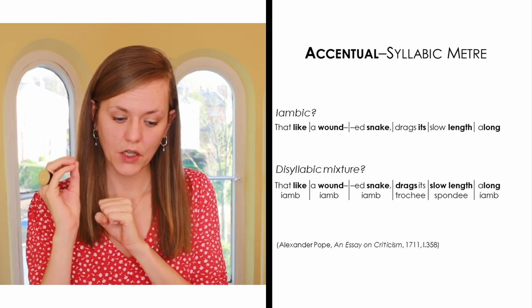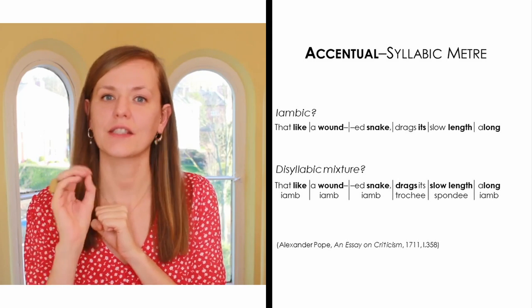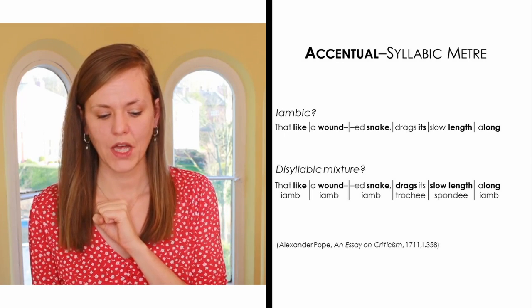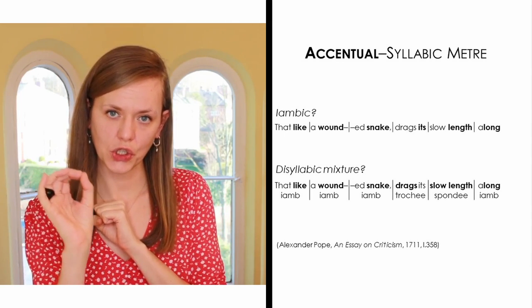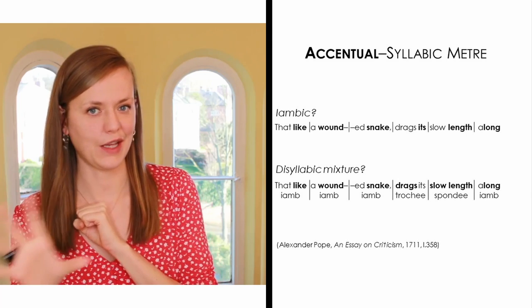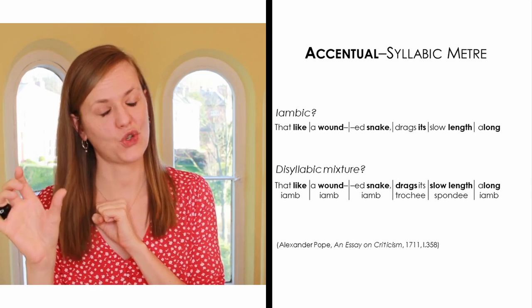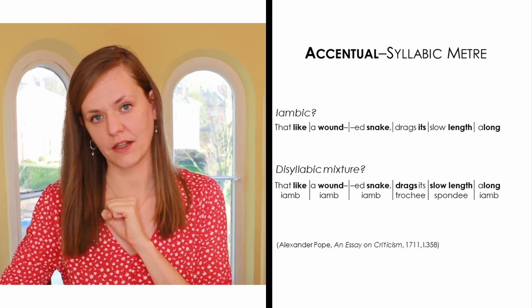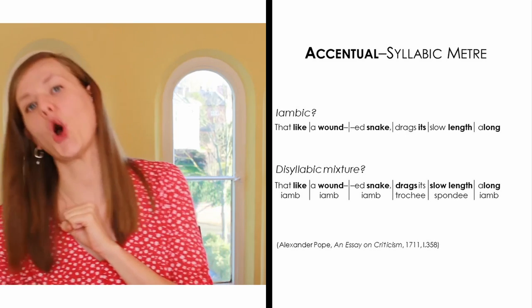So I think it's the drags that is emphasized. So I would say that was a trochee. And then the slow and the length, I think, are also emphasized, which makes that metrical foot a spondee. And then I think the line closes again with along. I think the long part of that is emphasized.